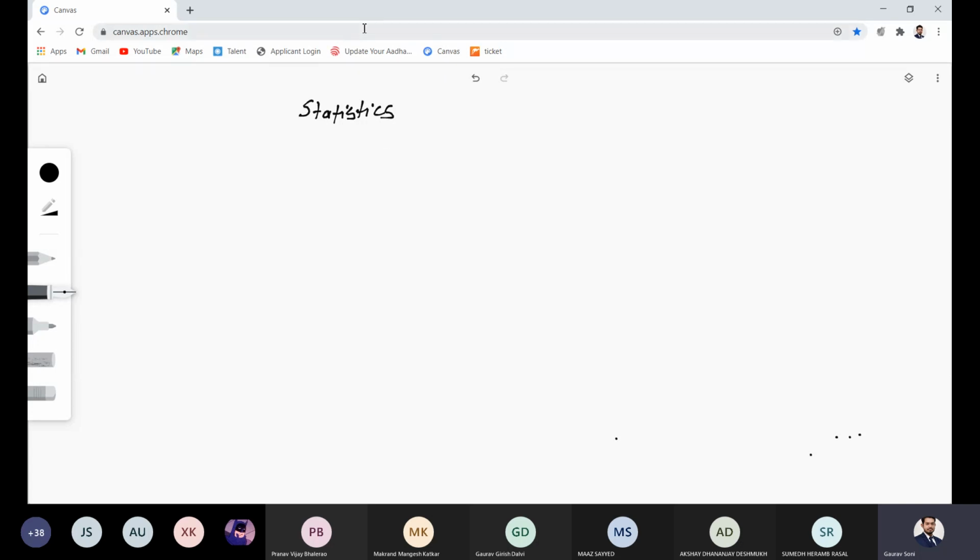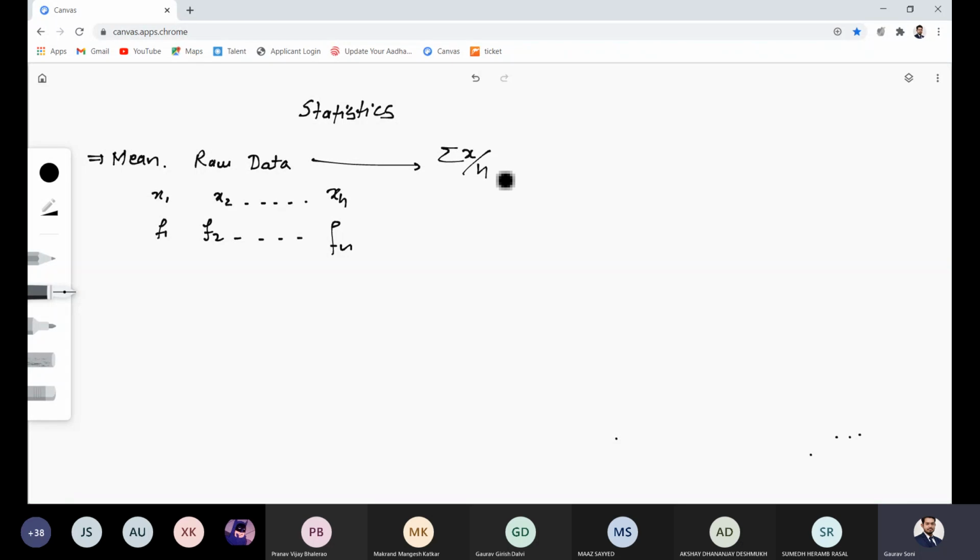Okay, so what we have seen in the previous lecture was mean for raw data. When the data is in the form x1, x2 up to xn, f1, f2 up to fn. So if it is raw data, then the mean is given by summation of x by n. If the data is given in the form xi's and fi's, then the mean is summation x into f upon summation f.